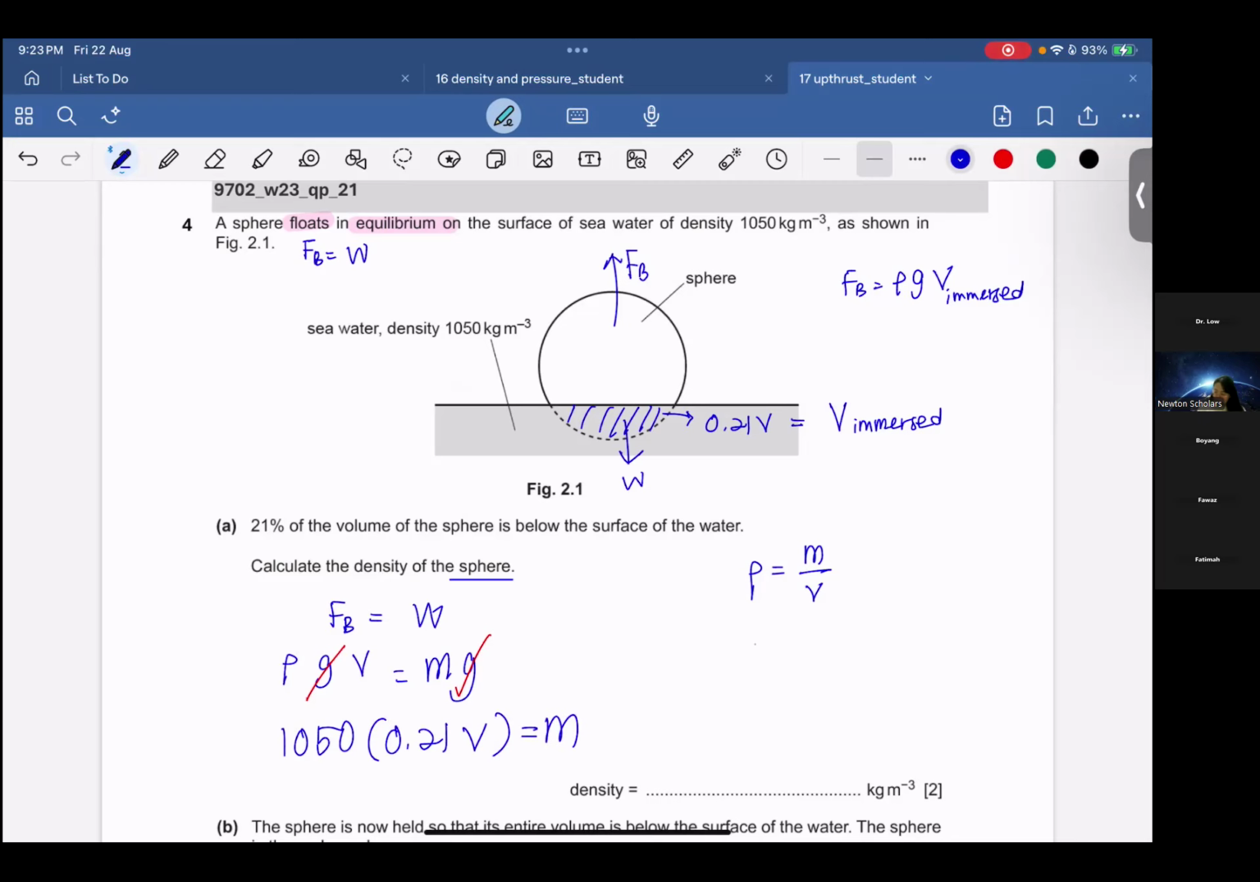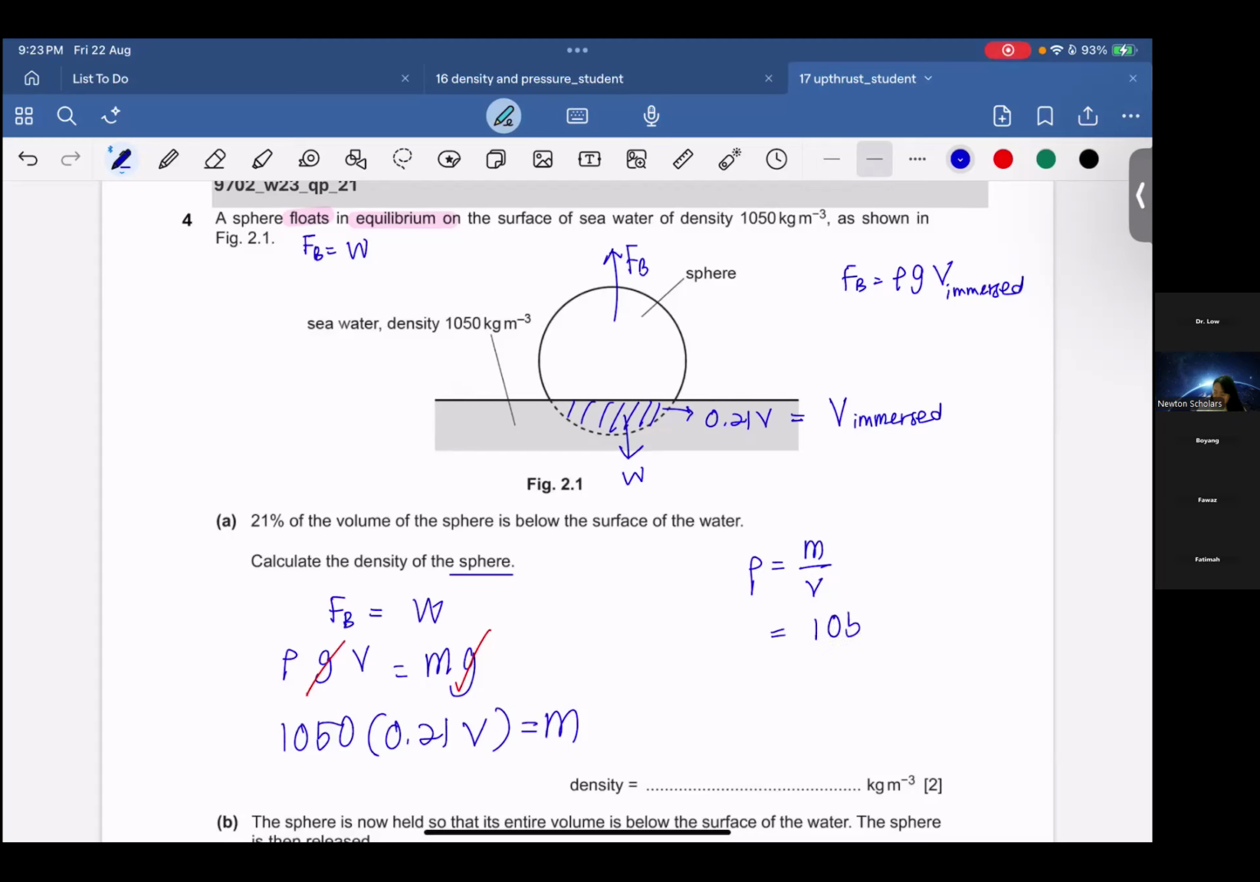Okay, so you can do substitution for your m here: 1050 times 0.21 volume divided by the whole volume of the object. Because this is the density of the sphere. Okay, so mass of the sphere and volume of the sphere. So the volume no need to take the 21% if we calculate the density for the sphere. Okay, so here, volume and volume cancel out. So we do substitution, we should be able to get 220 kg per meter cubed.